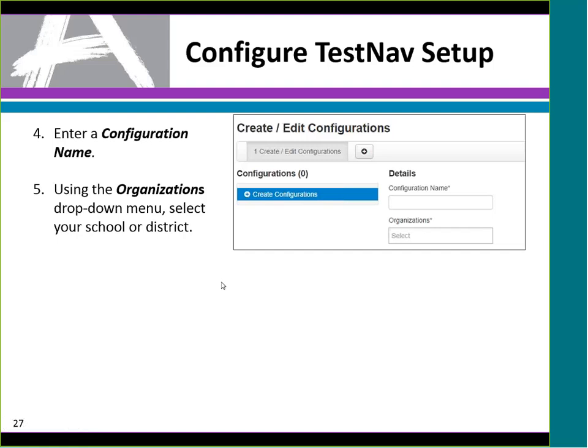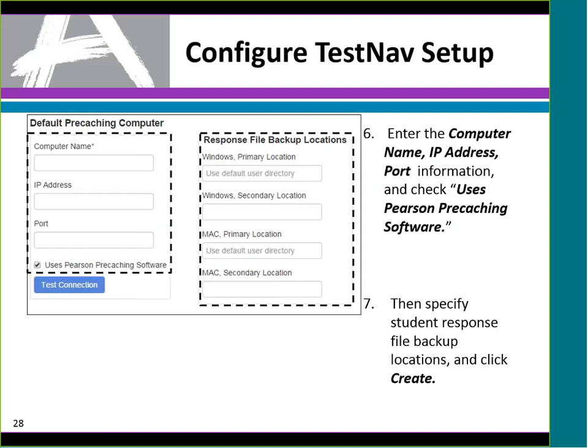Once we're creating it, it's really just filling out the blanks: the configuration name, selecting the organization, which would either be at the district level or the school level. And then you also have your Proctor Caching machine information, an IP address and port. Port, again, is always 4480. And then you also are able to set the response file backup locations for Windows and Mac devices.